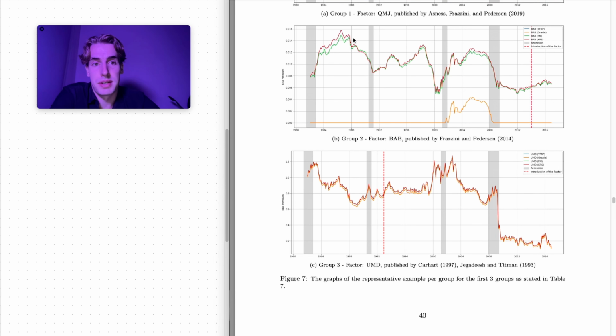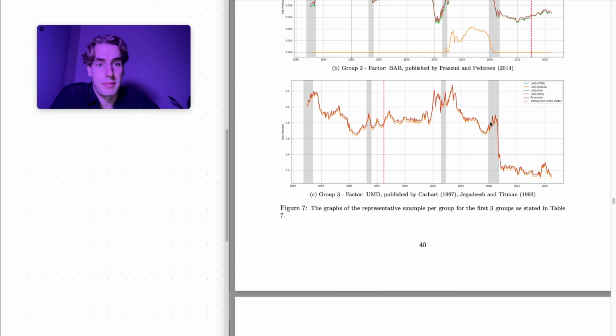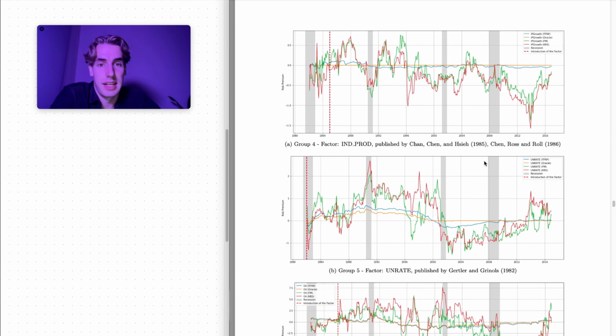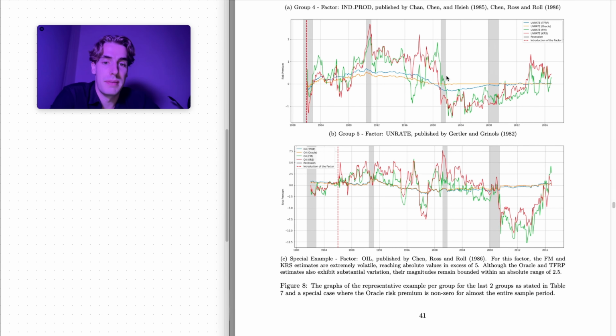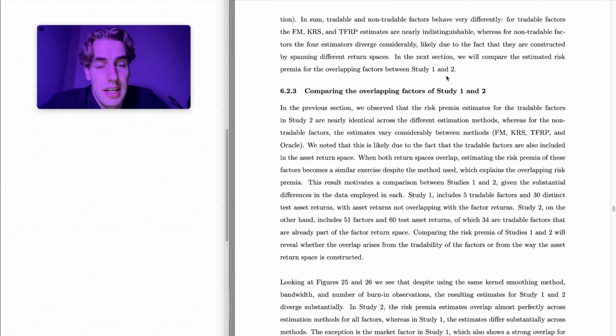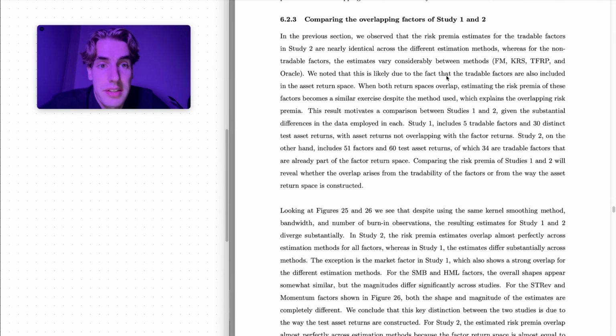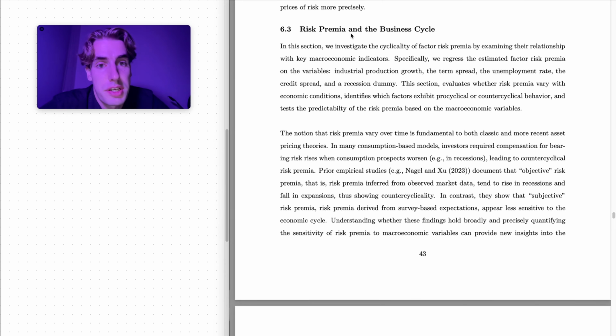Tradable factor risk premia, Oracle, and KRS. No, not Oracle. The other three are here. Or we have a picture where all of them are actually non-zero, like here. Then we can also have this case. In the paper, it will be better to look at and discuss them case by case. Then we quickly look at the overlapping factors of study 1 and 2, which is interesting. And then we look at the risk premia and the business cycles.